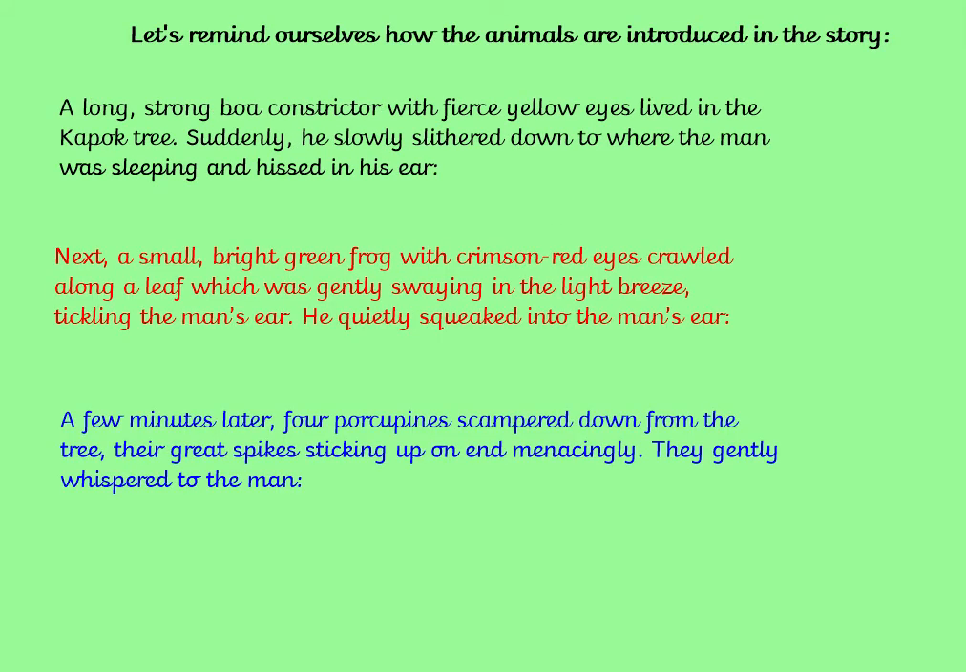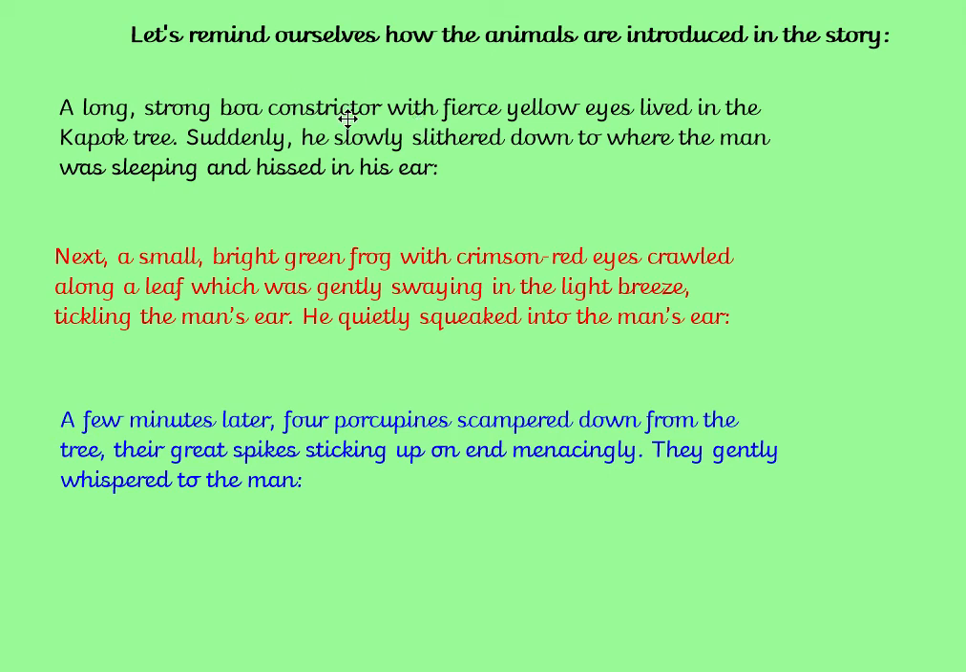Okay, so let's remind ourselves how some of the animals are introduced in the story. So this is the way we first meet the animals. We hear a little bit of description and how they are moving in the forest. Okay, so the first one here. A long, strong boa constrictor with fierce yellow eyes lived in the kapok tree. Suddenly, he slowly slithered down to where the man was sleeping and hissed in his ear. Okay, we've got some lovely description there of the boa constrictor.